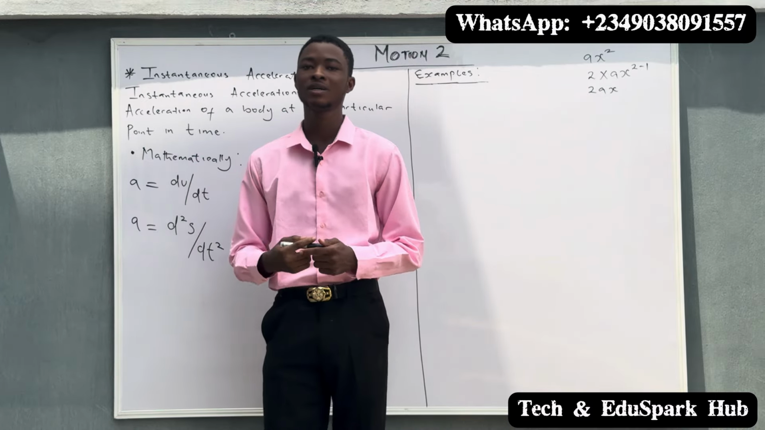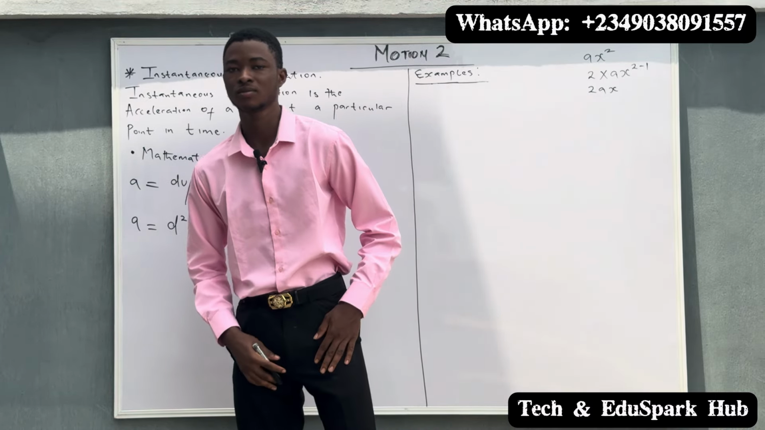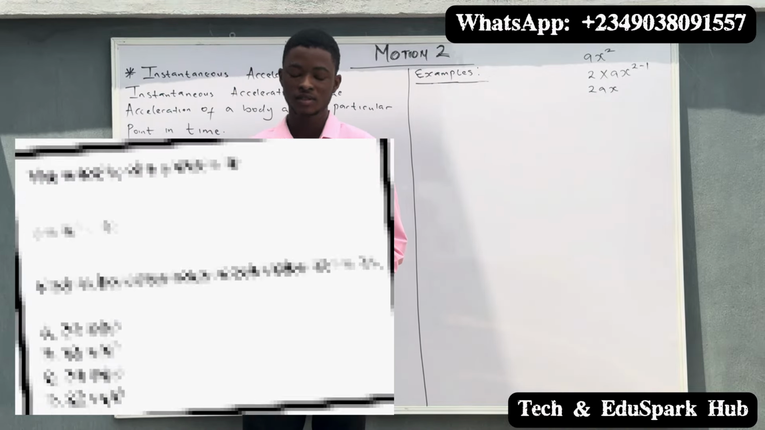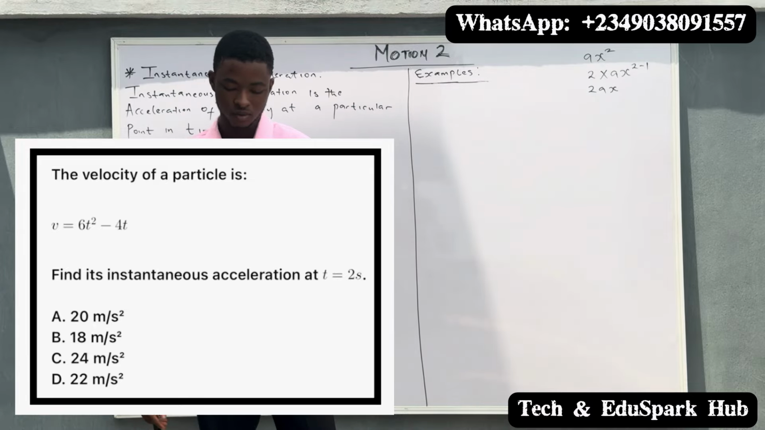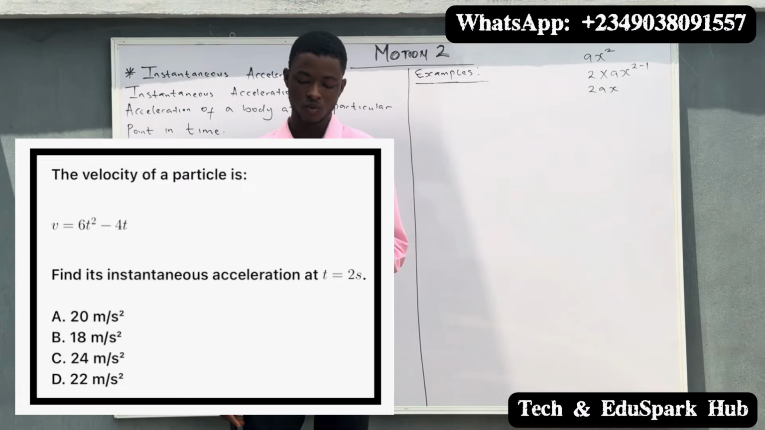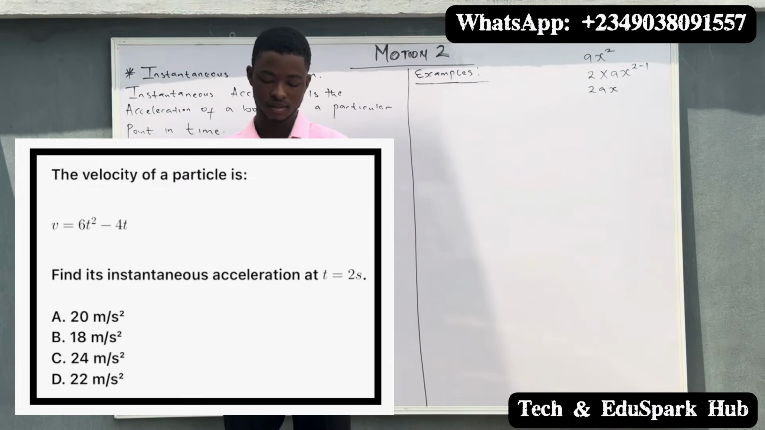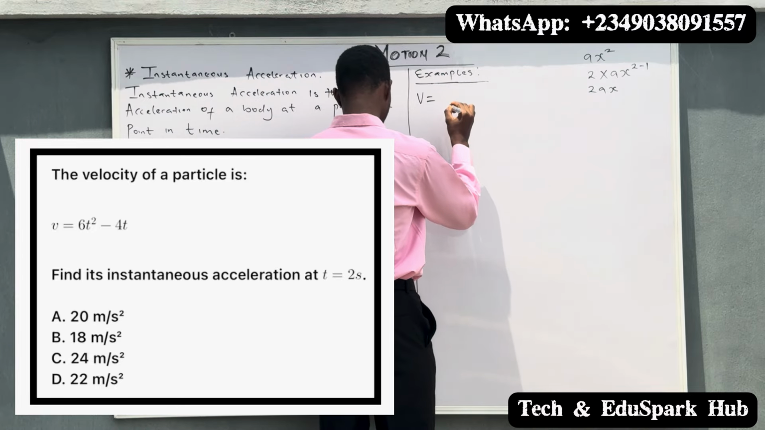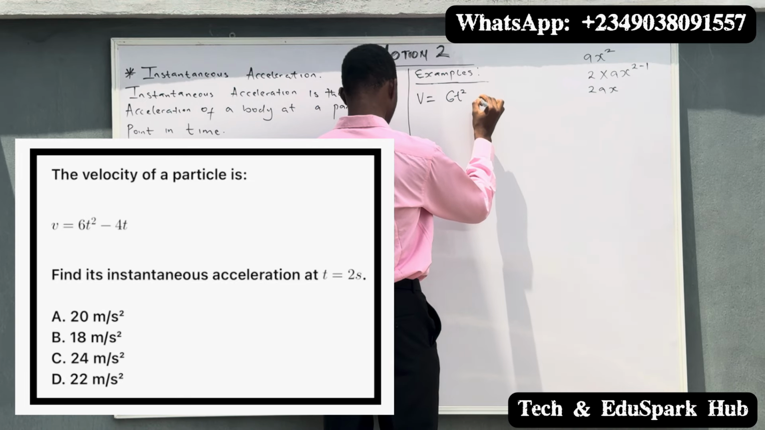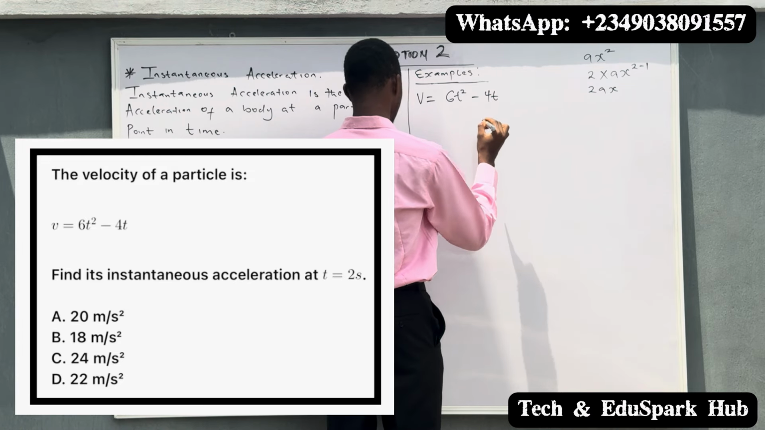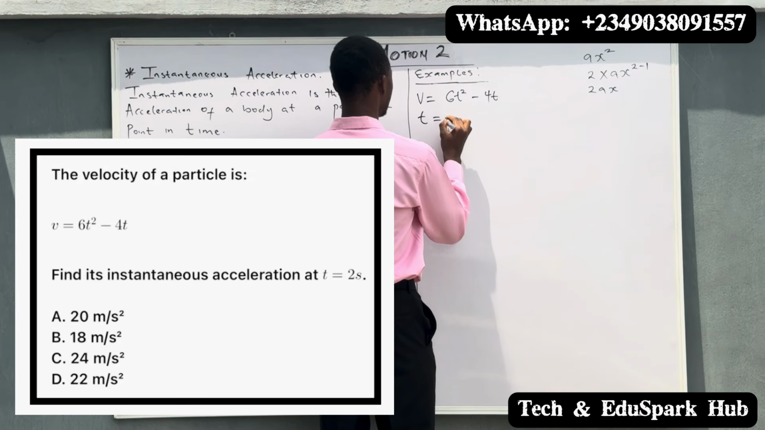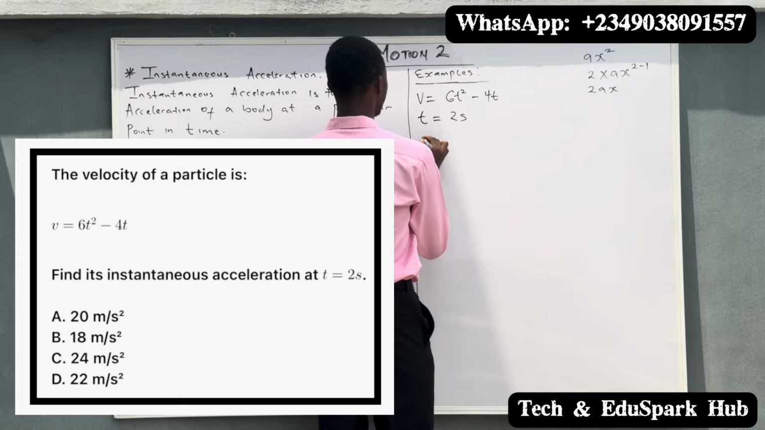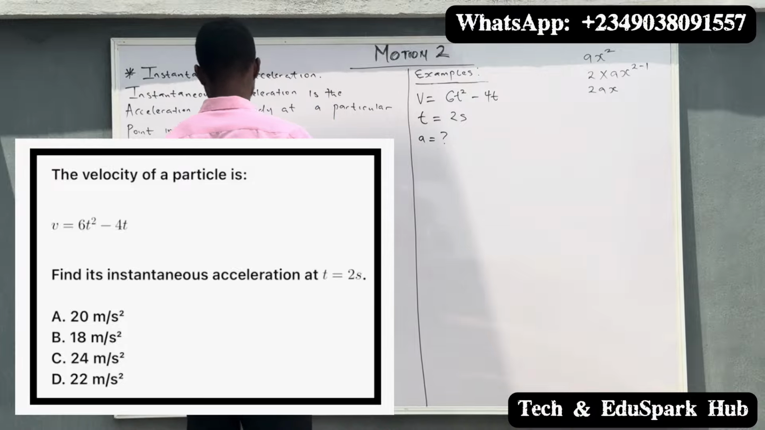So let's look at some examples under this instantaneous acceleration. The first example as displayed on the screen says that the velocity of a particle is given as v equals 6t square minus 4t. Find the instantaneous acceleration at t equals 2 s. So in this case, we are given our v to be equal to what? 6t square minus 4t. And our time is given as t equals 2 seconds. And we are asked to calculate the instantaneous acceleration. So how do we calculate the instantaneous acceleration?